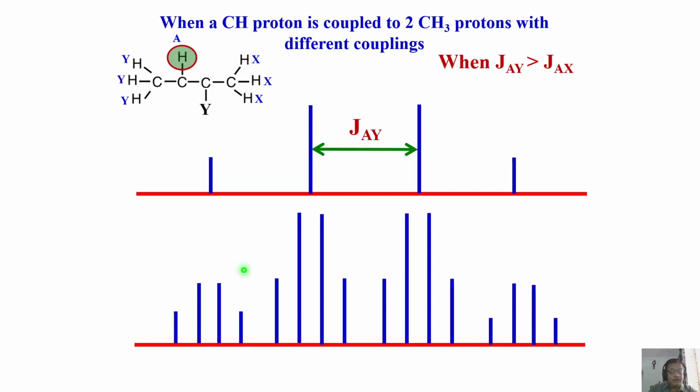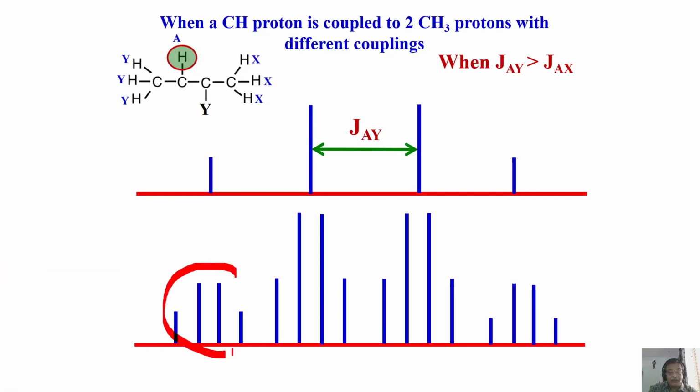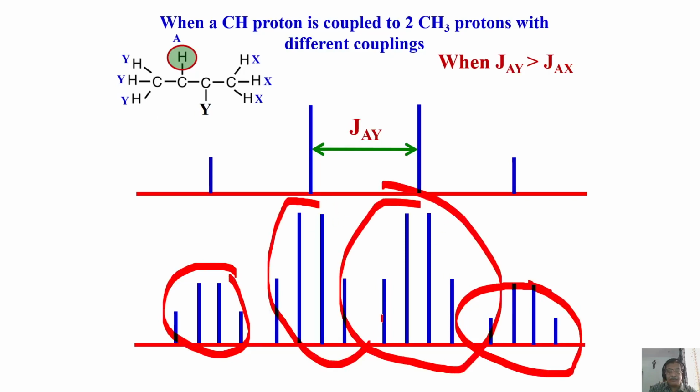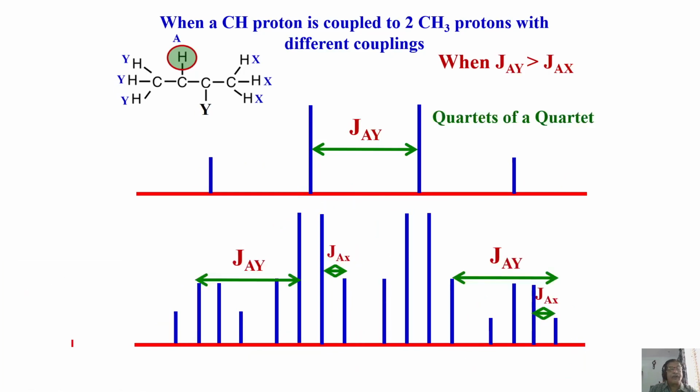What is going to happen now? So now this is one quartet, this is another quartet, and another quartet. So how many quartets did you get? Four quartets. So what do you call this pattern? The large coupling is a quartet, and the small coupling is also a quartet. So it is called a quartet of quartets.